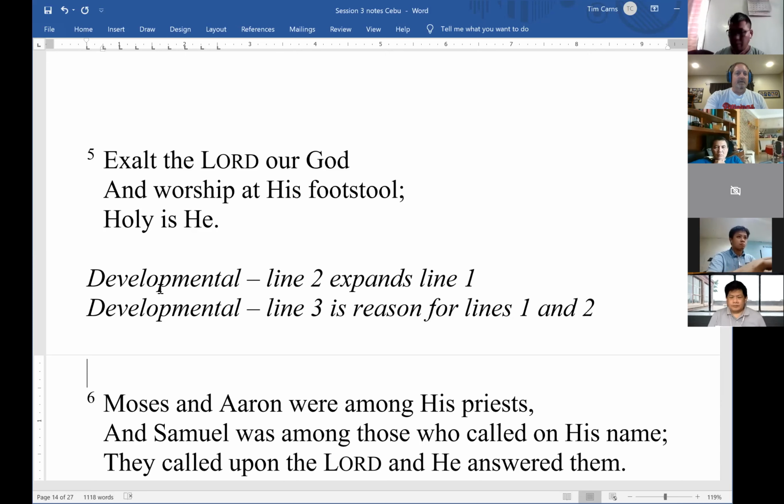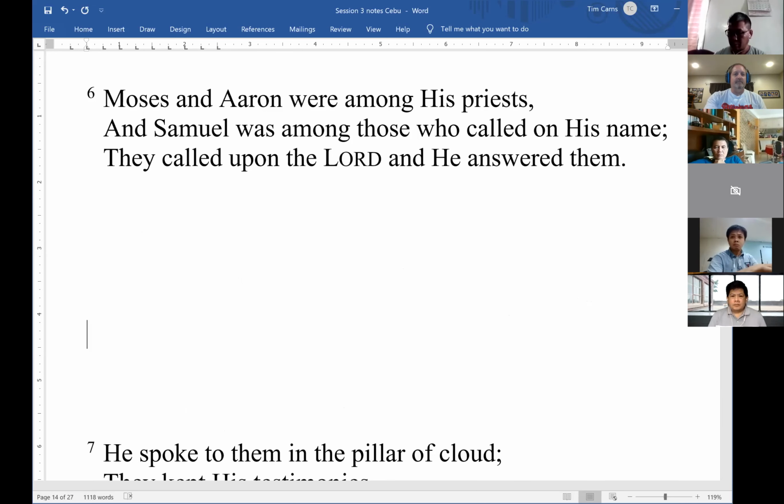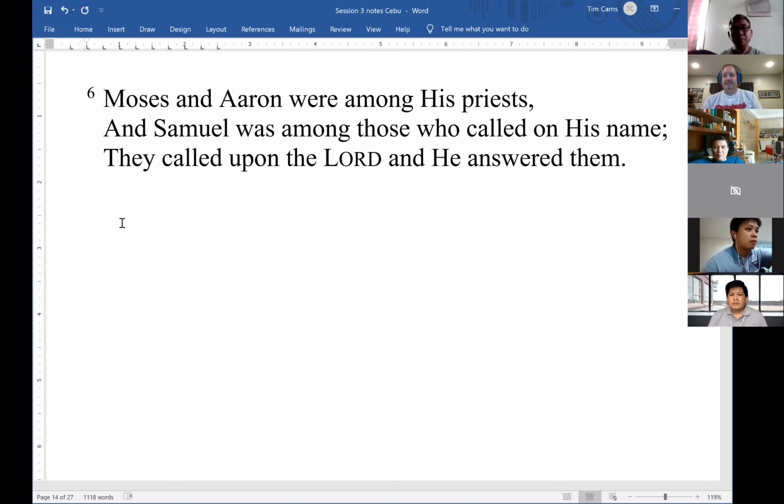All right, let's look at verse 6. Again, another 3-line verse. Narelle, do you want to try this one? Verse 6. Moses and Aaron were among his priests. Samuel also was among those who called upon his name. They called to the Lord, and he answered. I think this is confusing, but I'll try. Go for it. Developmental, illustrate. Okay, which lines? Let's start with lines 1 and 2. What's their relationship?